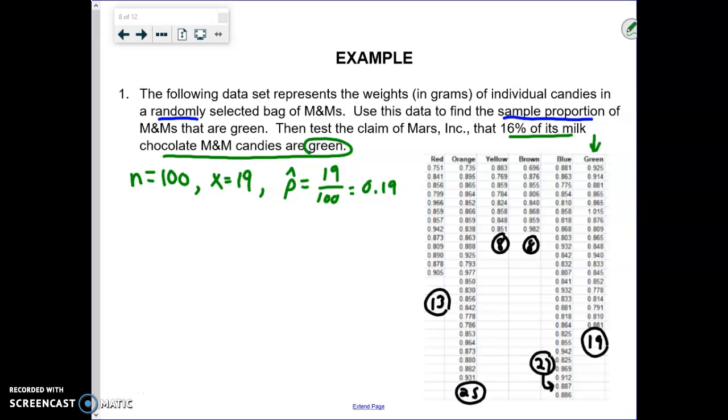We have 19%. Now, obviously, there's sampling variability. No matter if you choose a different bag of M&Ms, you'd probably get a different percentage that are green. Now, is that 19% we got due to just sample fluctuations, or is it due to the fact that maybe the bags aren't being filled with 16% of green M&Ms? Is our sample data strong enough to say that maybe it's something other than 16%? Okay. So, with that being said, we've already done the first thing. We found the sample proportion.